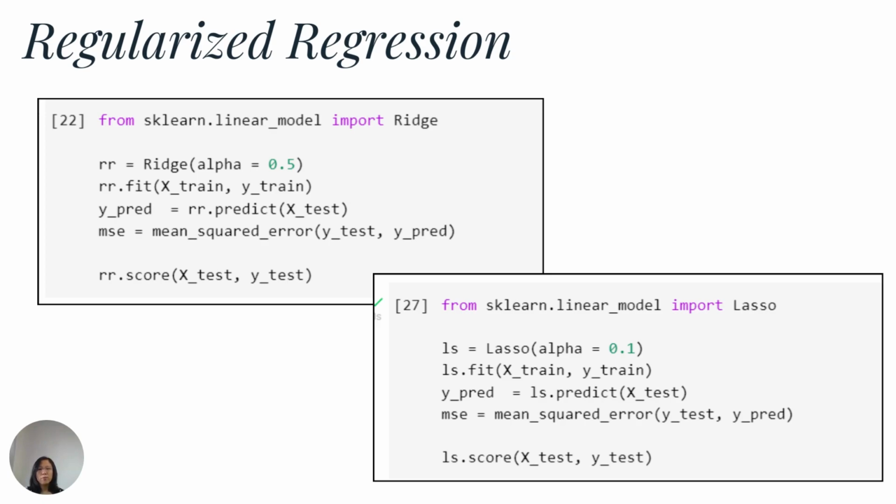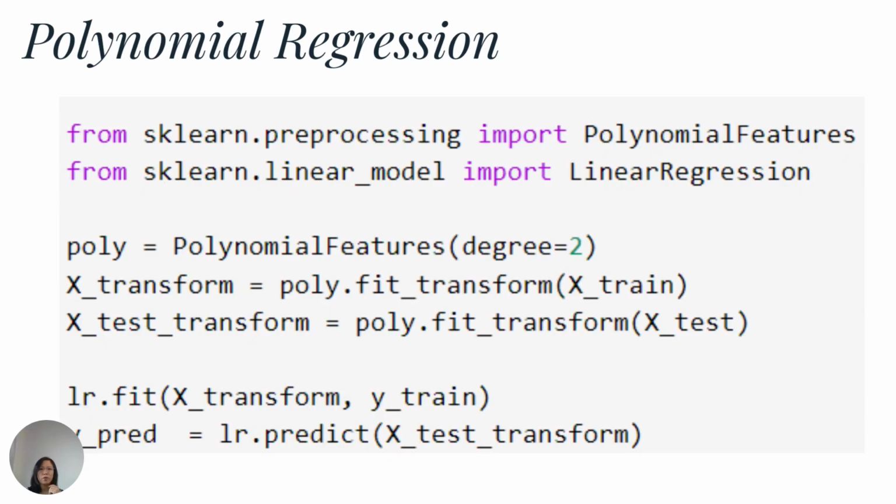So the alpha value we have to define. If the alpha value is large, then the effect of regularization will be larger. These alpha values are known as hyperparameters. We can use the cross validation method, which we are going to cover later, to fine-tune these hyperparameters. The same process applies for Lasso. The only difference is importing the different method.